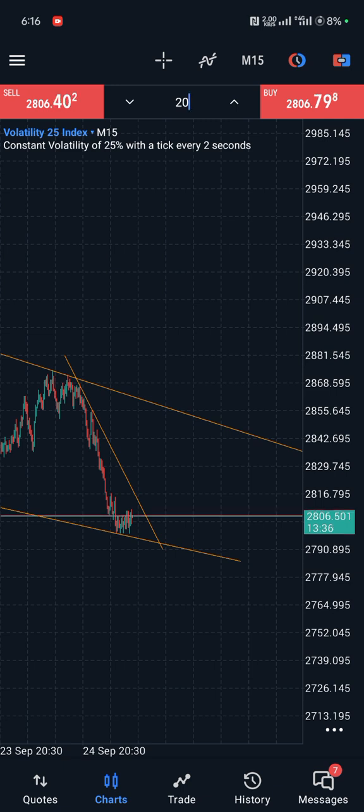There's something about partial profit I want us to understand. Aside from putting your SL at the entry, which is breaking even, locking profit is when you move your SL ahead.